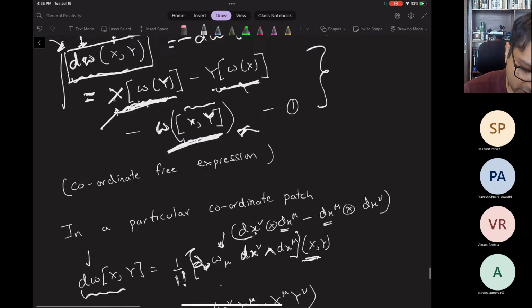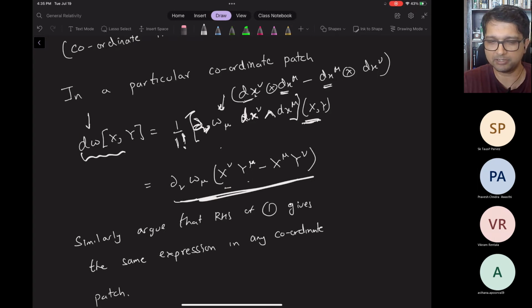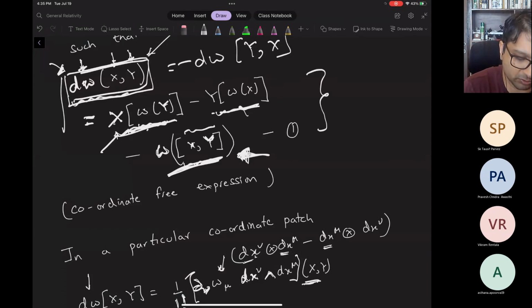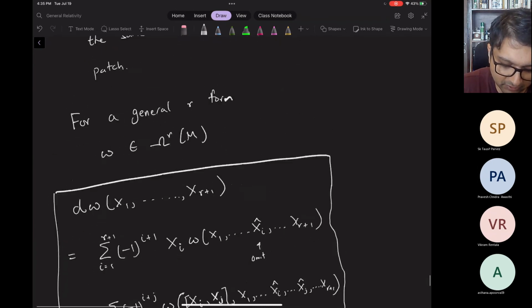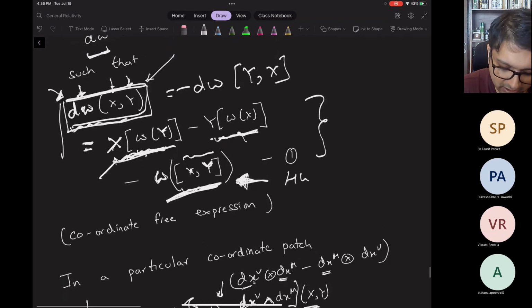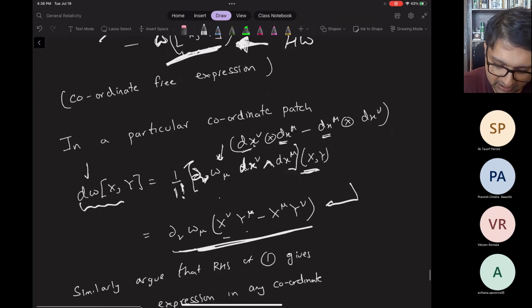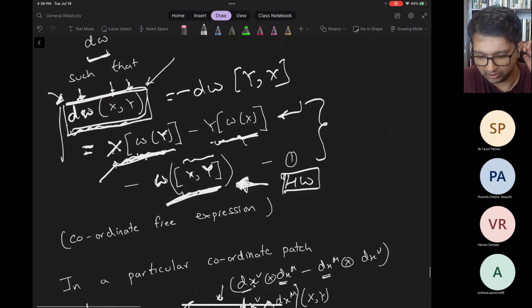Now we need to argue that the right-hand side of this equation also gives us exactly the same expression. If it's true in any coordinate patch, then the right-hand side is anyway a coordinate independent definition. So that would mean that this would be true in a coordinate independent way. I leave this as homework to show this, but you can also expand the right-hand side and you can show that you will get exactly the same expression. It's not very hard to do.